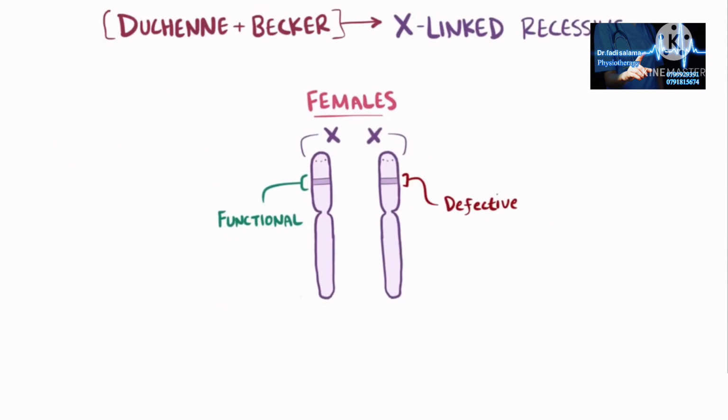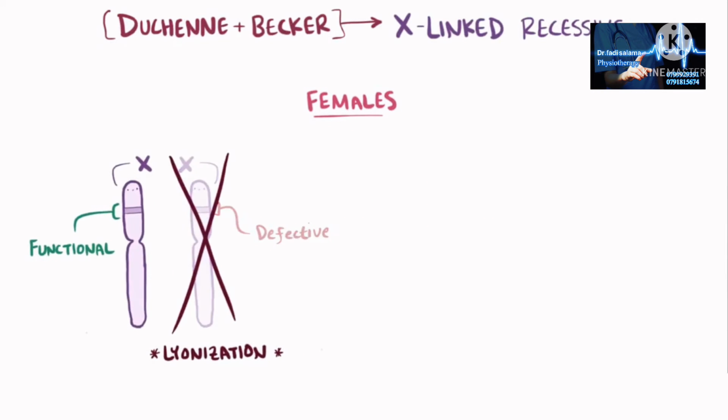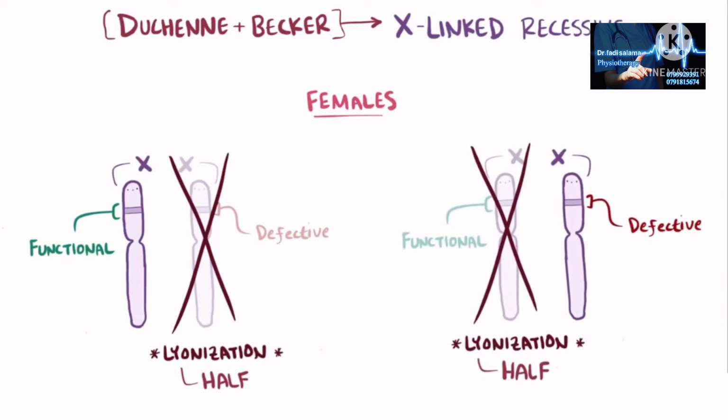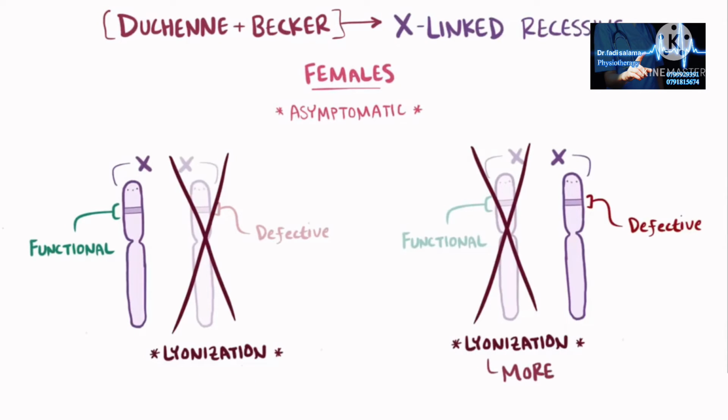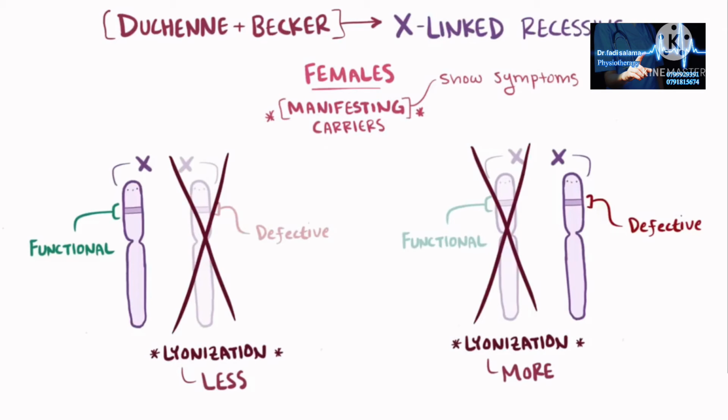In females, though, only one X chromosome gets expressed, and the other is inactivated, called X inactivation or lionization. Now, if this inactivation is random, you'd expect about half of the female cells to have a functional dystrophin gene, and the other half to have a defective dystrophin gene. And these people are typically asymptomatic. Having said that, if more cells end up with a defective dystrophin gene, and less with the functional one, they can end up being manifesting carriers, meaning that they show some symptoms.